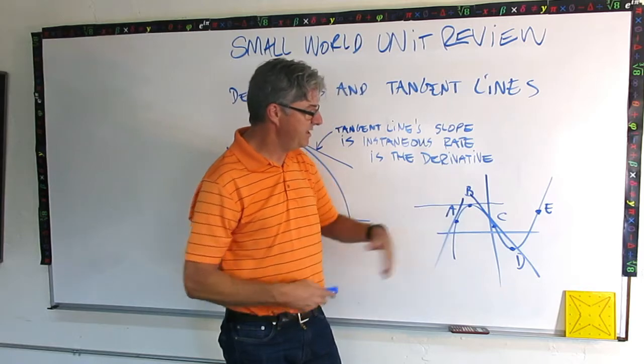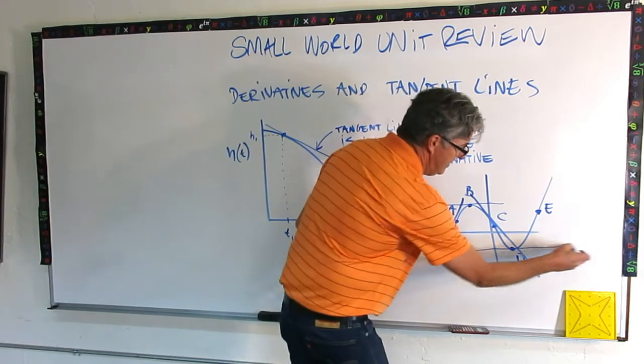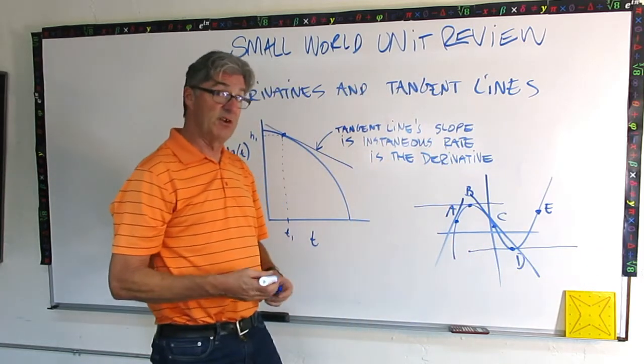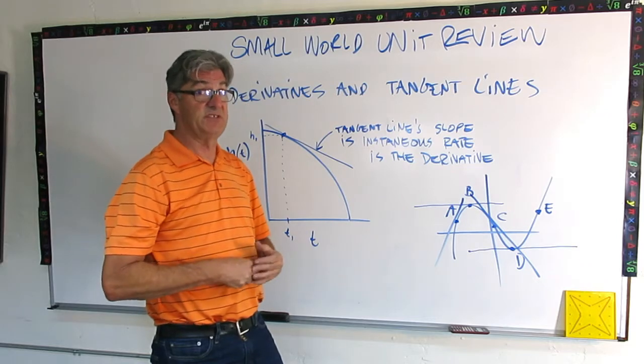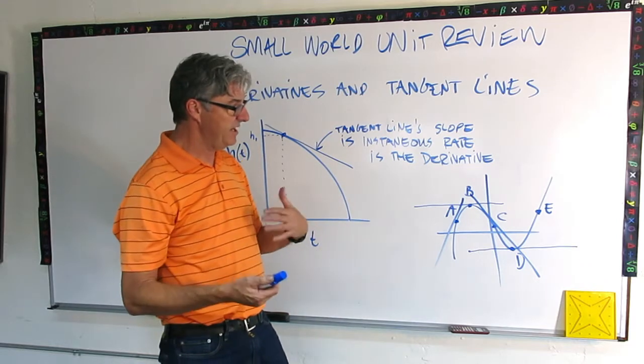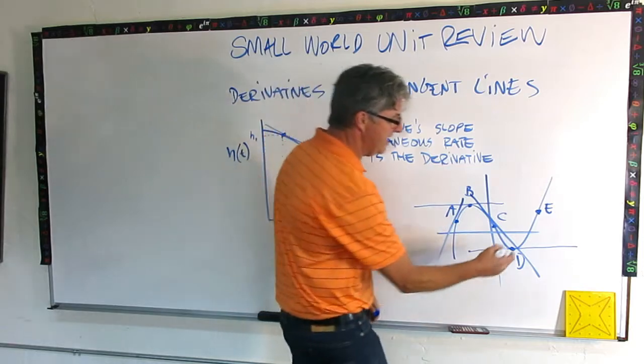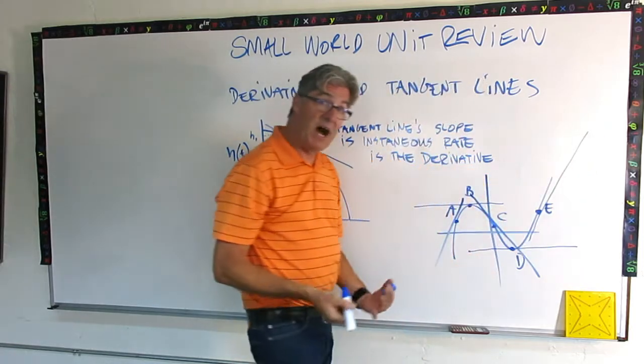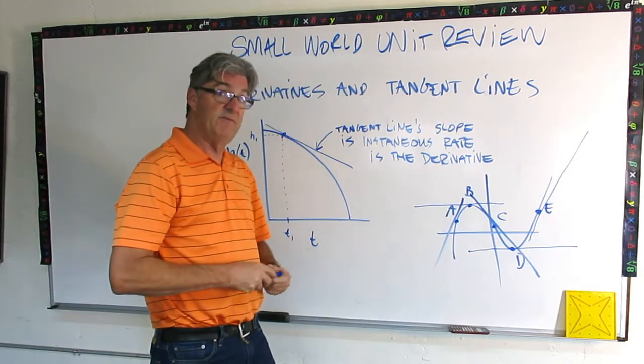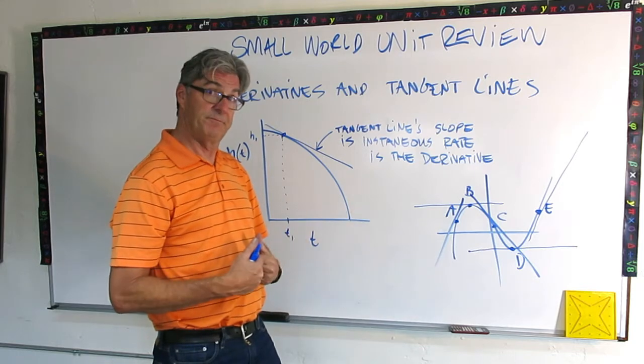D is just like B. Again, we have a tangent line that's flat, no slope, there's no rate of change. The derivative is 0. It's not positive or negative. And lastly, at E, it's just like A. Our tangent line has a positive slope. The derivative is positive. The rate of change is positive.